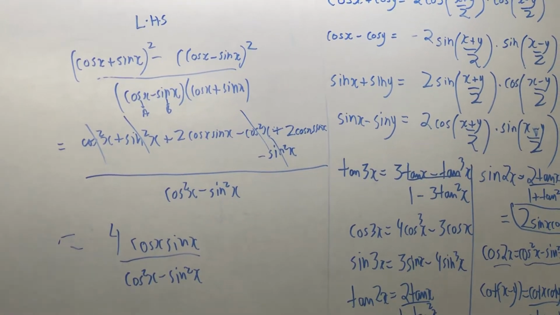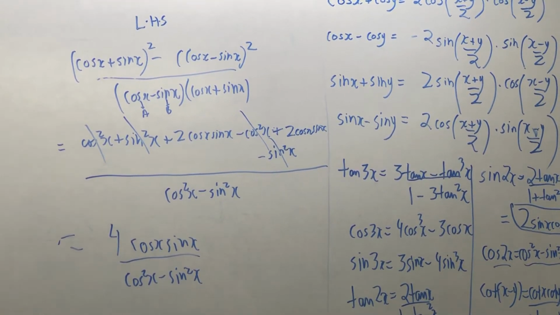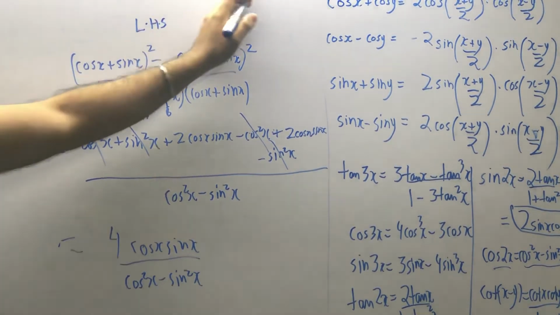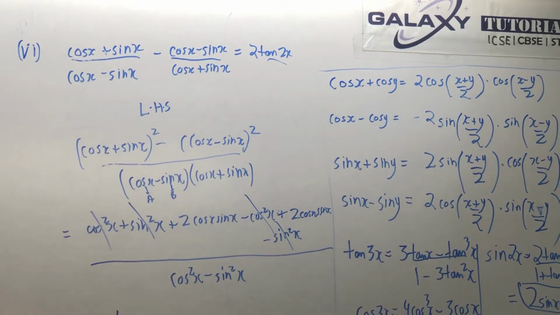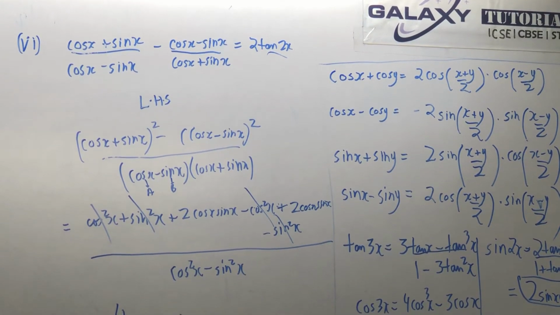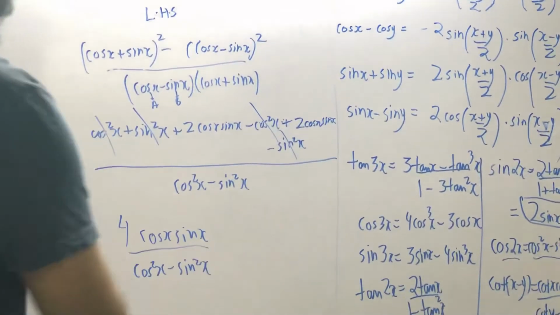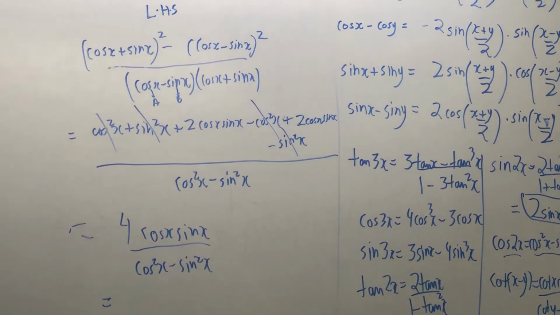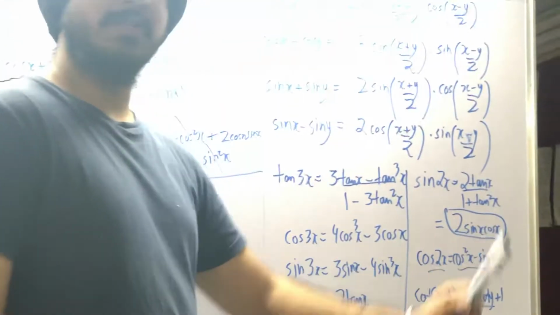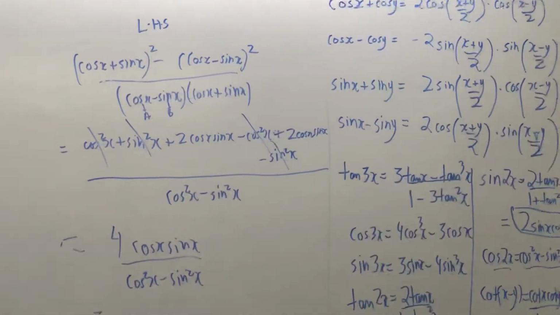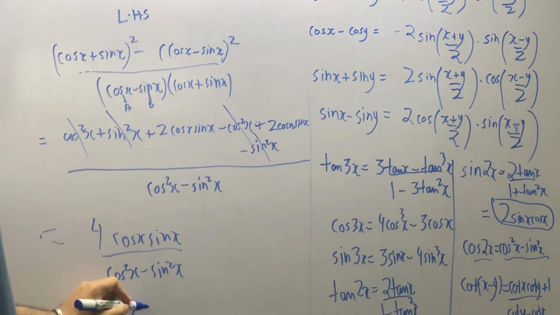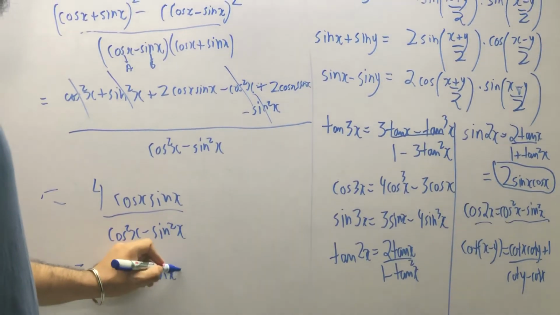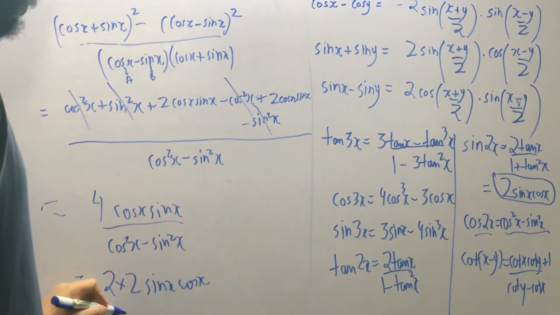Now tan 2x will be what? Sin 2x upon cos 2x. That should come to your mind. Here it is tan 2x, right? So somehow if you convert this into sin 2x and this into cos 2x, you will get tan 2x. So how to bring sin 2x on the top? You know the identity for sin 2x, it is 2 sin x cos x. Here we have 4 cos x sin x, so just write like this, 2 into 2 sin x cos x. I think that should not be a problem.